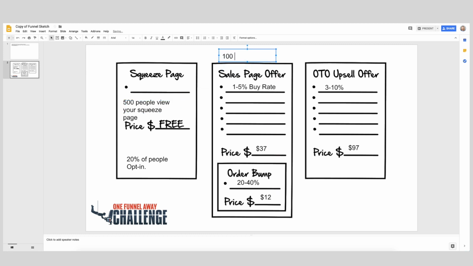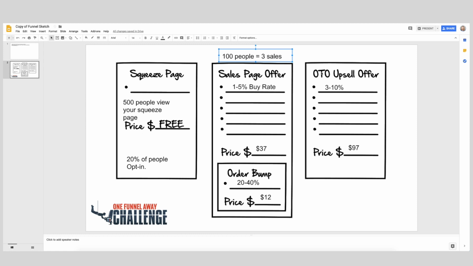Now, of those 100 people, if you have a 1 to 5% buy rate, that probably means you're going to get 1 to 3 sales. And let's just go with 3 sales, because that's like right in the middle, 3 sales. The question is, what is 20% of 3? It's like half of a sale. What is 40% of 3? 1. So if you get 3 sales, you probably want at least 1 person to take the order bump. And you probably also will see maybe 1 OTO, but more than likely, you'll probably see no one purchase the OTO.